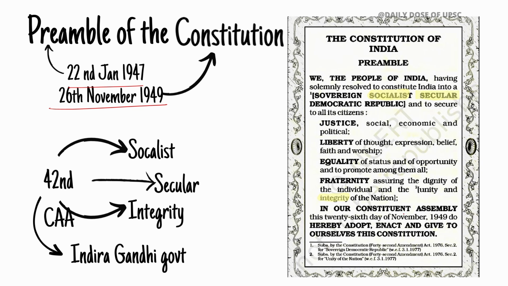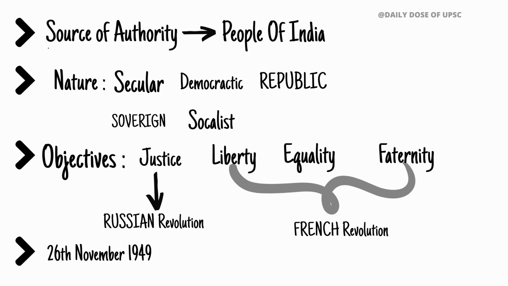In our Constituent Assembly, this 26th day of November 1949, do hereby adopt, enact and give ourselves this constitution. And through the 42nd Constitution Amendment Act, we added the terms socialist, secular and integrity, by the then Indira Gandhi government. The preamble has 4 key ingredients in it.